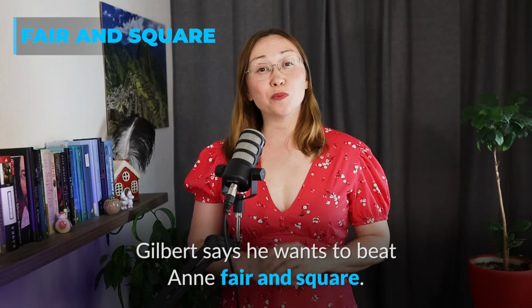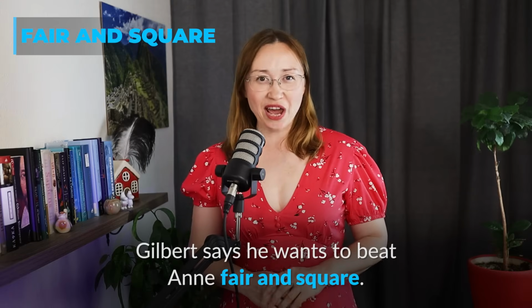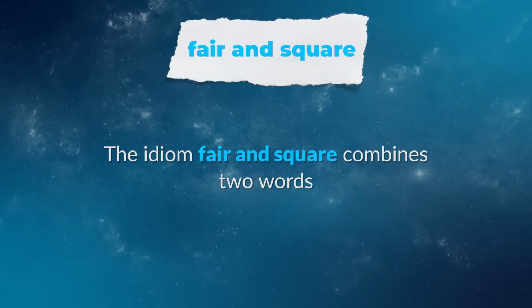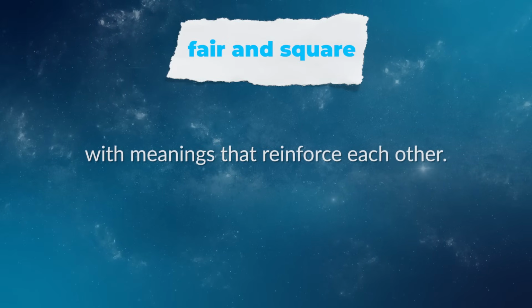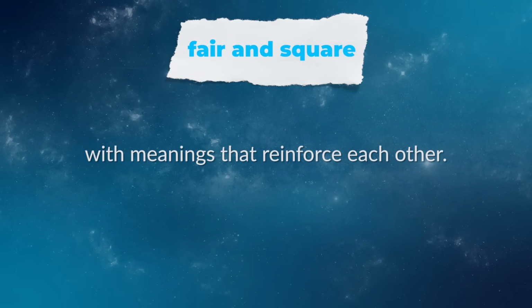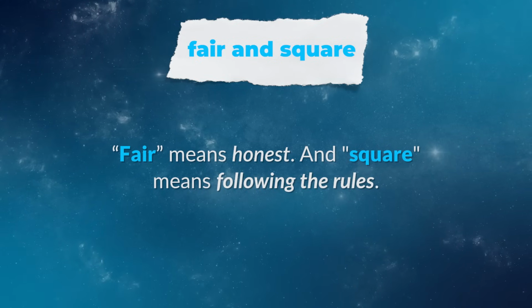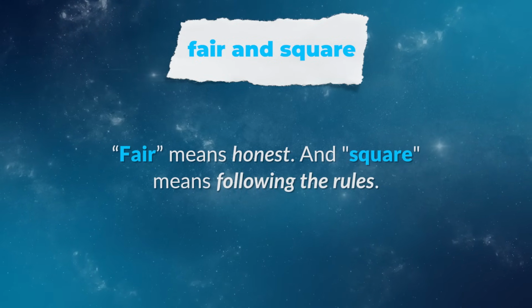Gilbert says he wants to beat Anne fair and square. That means without cheating. The idiom fair and square combines two words with meanings that reinforce each other. Fair means honest, and square means following the rules.